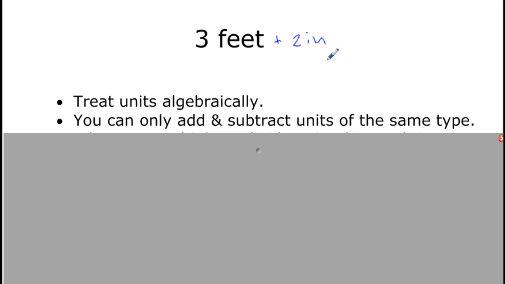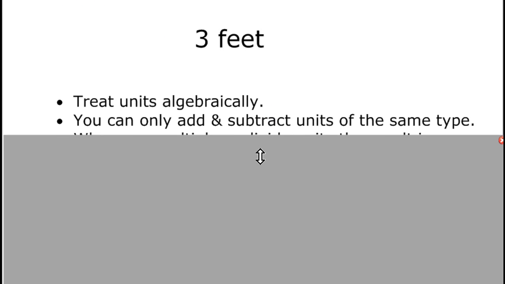This is just 3 feet and 2 inches. That's about all we can do. The only way you might be able to think about solving this problem is doing a unit conversion. We could, for example, convert this to inches. We know that 1 foot is 12 inches, so if we have 3 feet, we have 36 inches. And now, because we have the same unit type, we can combine these and say we have 38 inches. So that's one way to approach that problem, but short of doing a unit conversion, there's really no way to combine or subtract units that are a different type.